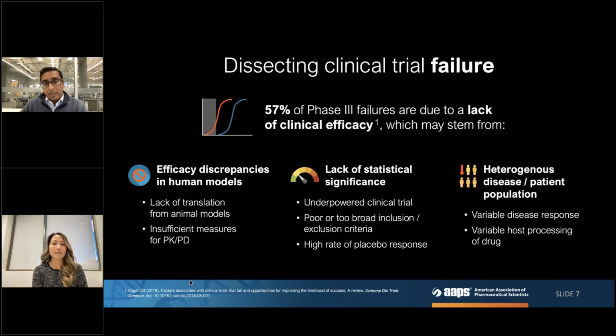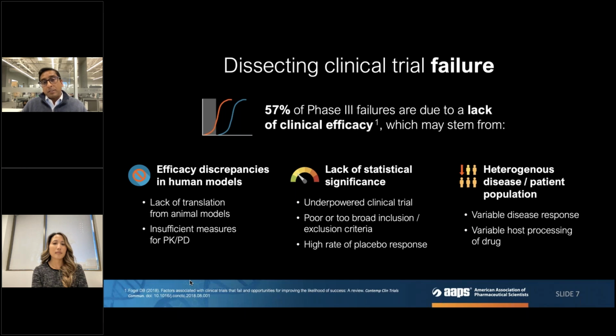Now, when we break this down and really dissect as to why this may occur, this broadly enters into 3 ultimate categories. The first has to do with how we begin to think about human models, the lack of translation from animal models or lack of translation from phase 1, phase 2 studies to ultimately confirmatory phase 3 studies. Insufficient measures and understanding of the underlying pharmacokinetics and pharmacodynamics also contributes to this early discrepancy in what we call human studies.